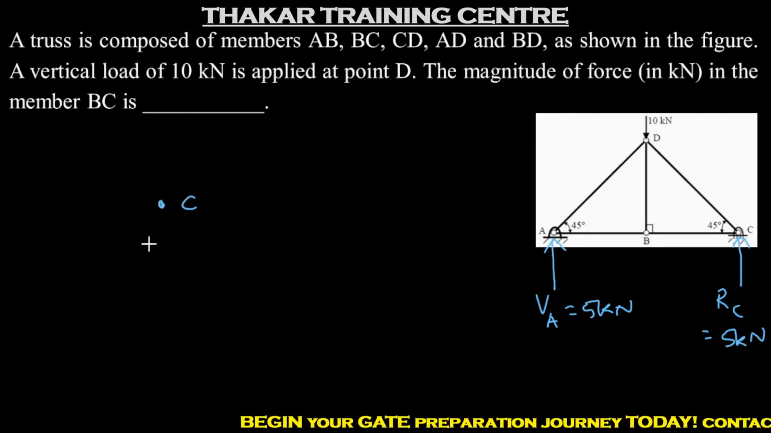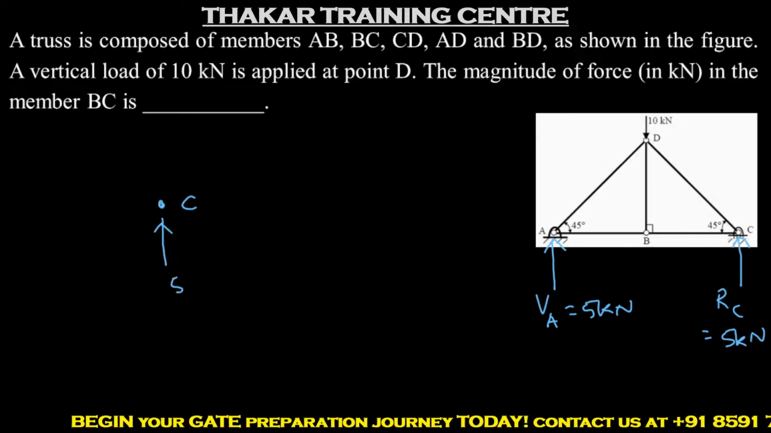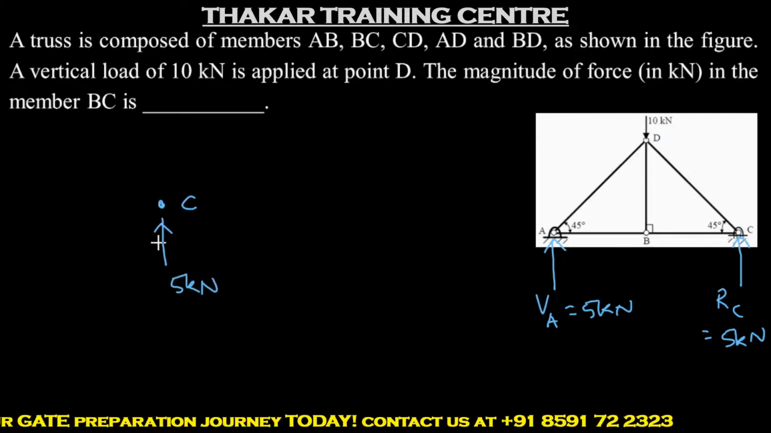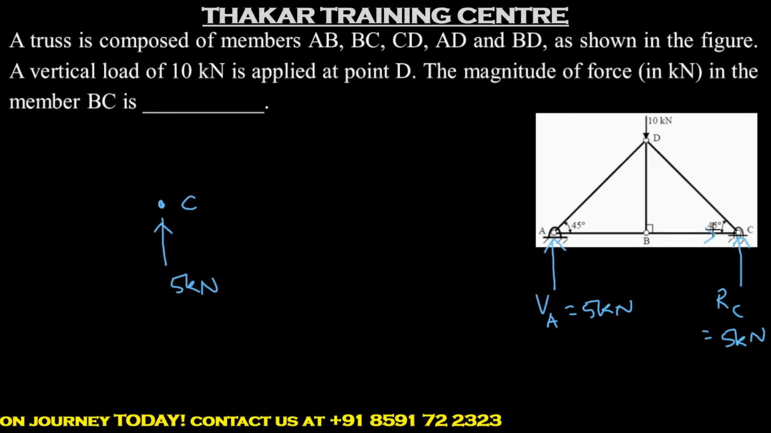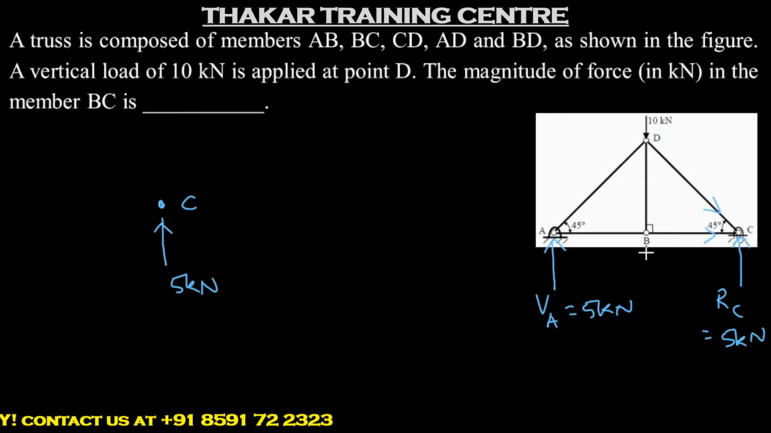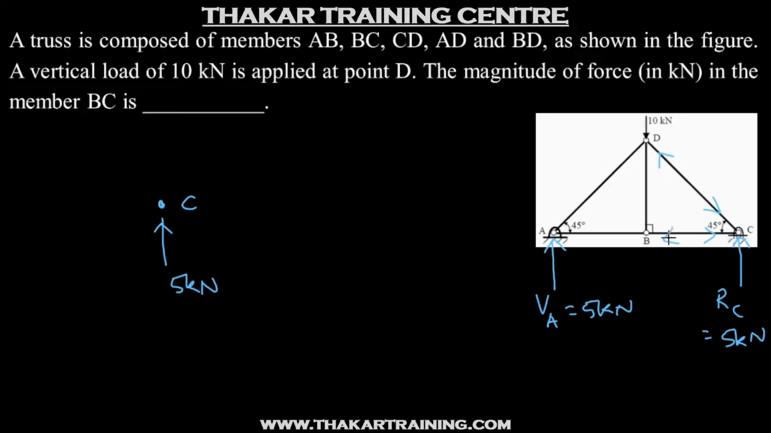So at joint C, one of the forces is 5 kilonewton. Now since this is towards the point, we'll assume these two also to be towards the point. And then we'll complete the diagram. So we are assuming the internal forces in members BC and DC to be in this manner. So at joint C, this is FBC and this is FCD.